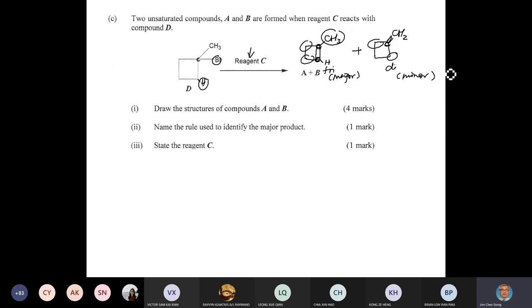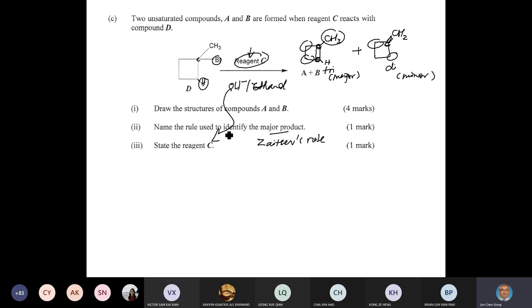Okay, so name the rule used to identify the major product. The rule I just mentioned to you: choose the one with the higher number of substituents. So normally, what's the name? Zaitsev's rule. Yeah, Zaitsev's rule. Then state reagent C. So this C, what should it be? Yes, just as I mentioned to you, OH with the presence of ethanol. Okay, but don't put H2SO4, the sulfuric acid, this is a different case. Don't make a mistake.